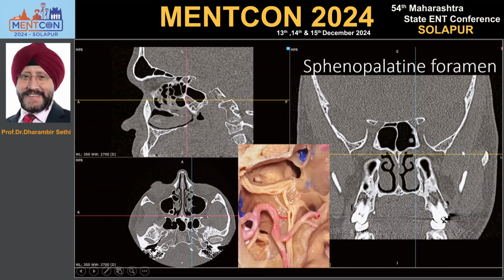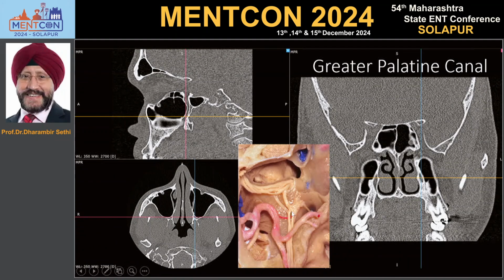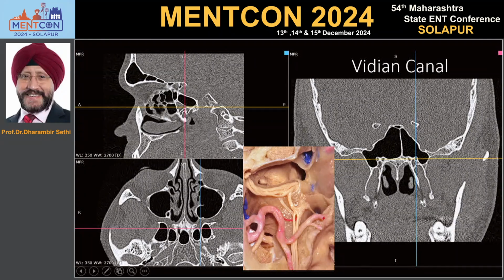Laterally, as well as medially, the pterygopalatine fossa communicates with the nasal cavity through the sphenopalatine foramen. You can see here the greater palatine foramen, they're right here. And these are the greater palatine nerve and the lesser palatine nerve passing down to the palate.